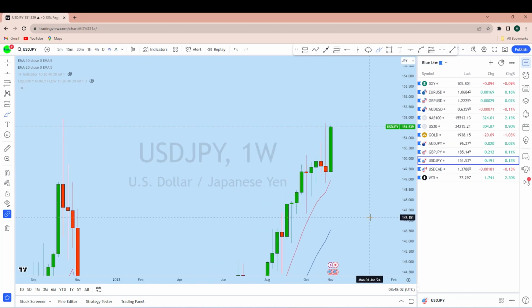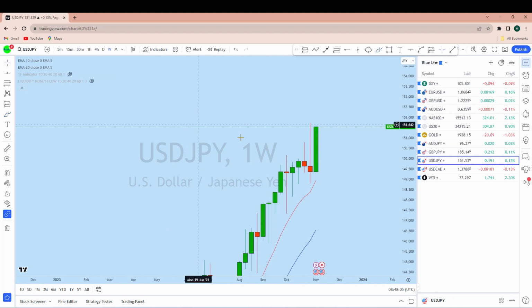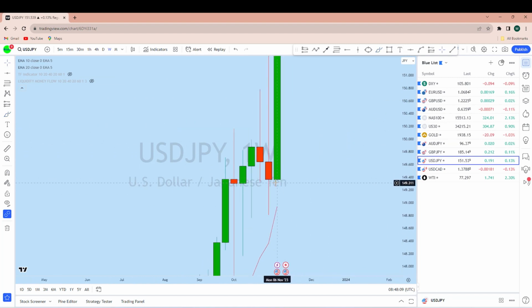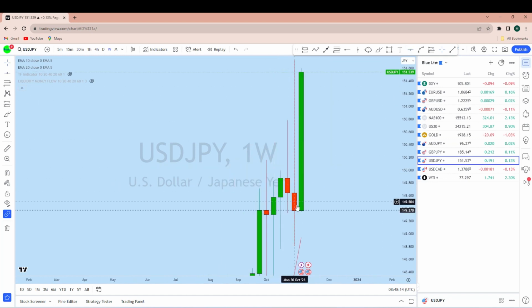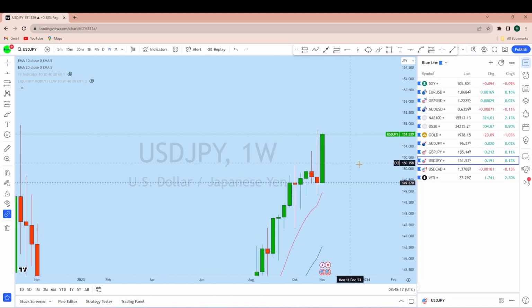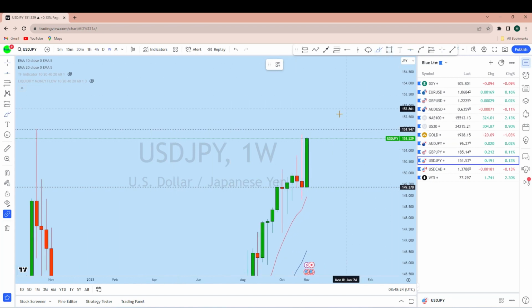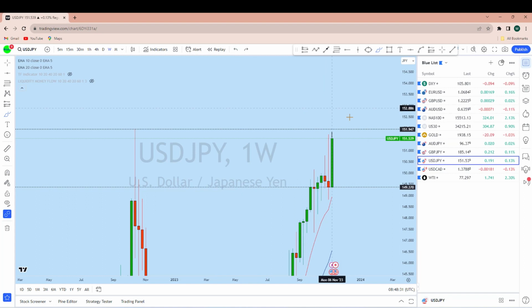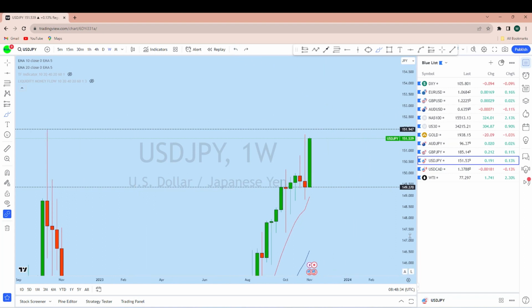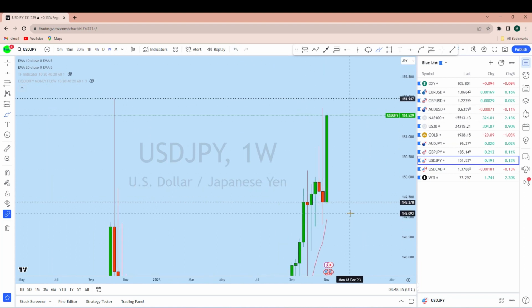Now looking at the weekly time frame on dollar yen, we can see that the previous week was a doji, followed by a bounce to the upside from this support level. This is a strong bounce on dollar yen, and as the price is approaching an all-time high, I think the market might break this previous weekly high, and then we can expect another reaction to the downside. As the price approaches an all-time high, we can expect a deeper pullback on dollar yen.